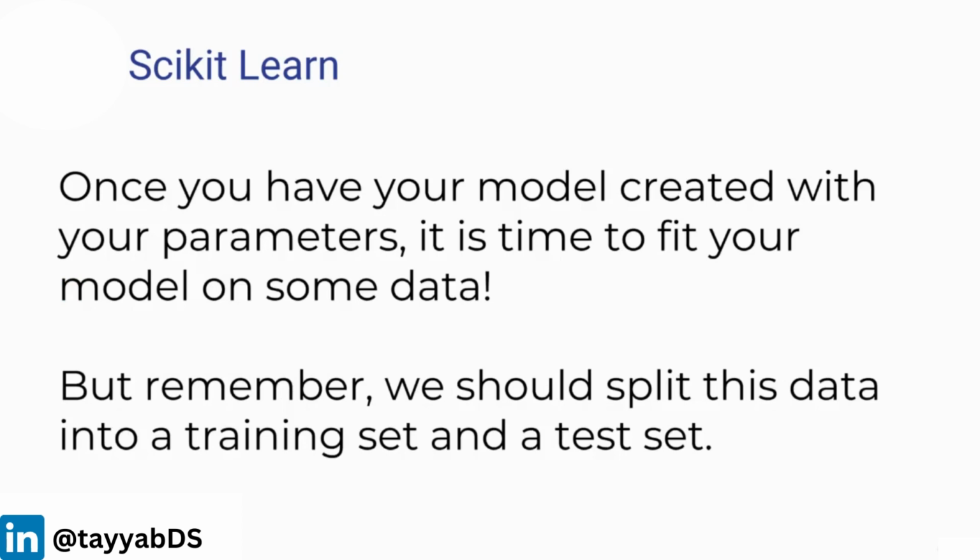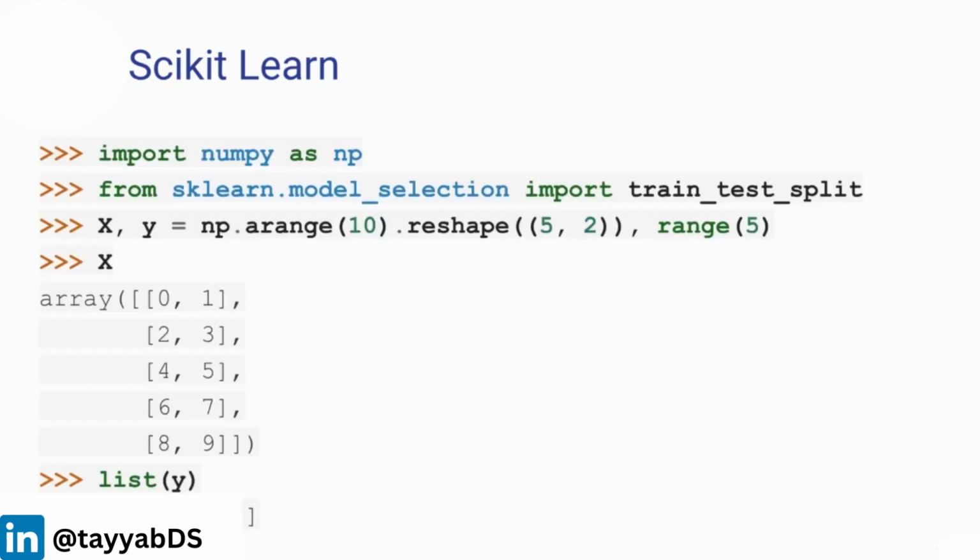Once you have your model created with your desired parameters, it's time to fit your model, or train your model, on some training data. But remember, you should always split the data into a training set and test set. Luckily for us, scikit-learn comes with a train_test_split functionality. So we can say here, from sklearn.model_selection import train_test_split. And then here, I've made up some data for X and y.